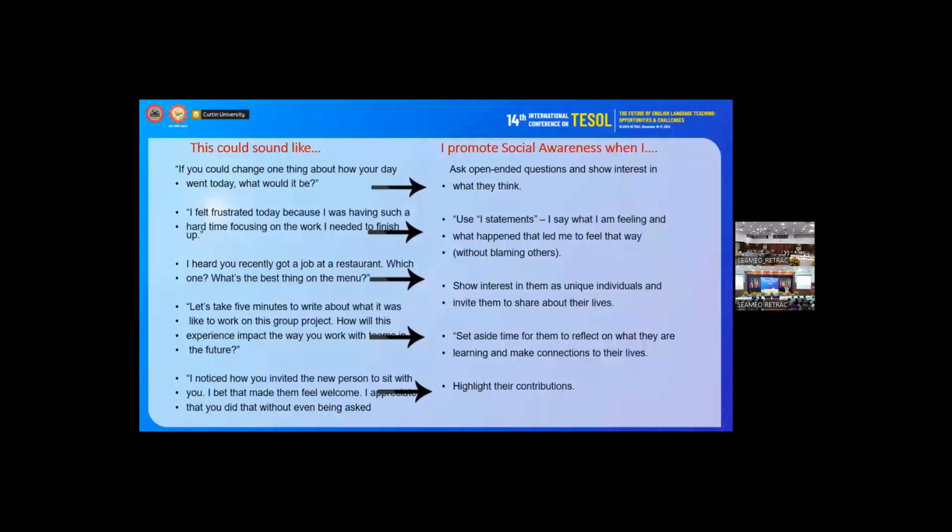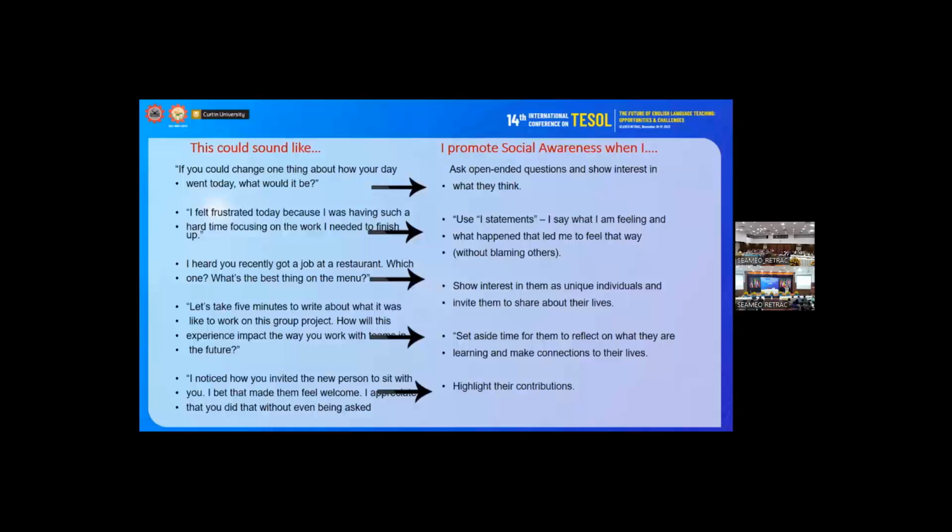And another way to promote social awareness is to highlight the student's contribution. An example would be, oh, I noticed how you invited the new person to sit with you. I feel that you made them feel welcome. I appreciate you did that without being asked. So just the way we talk to our students can in itself promote these 5 qualities, social awareness being an example.